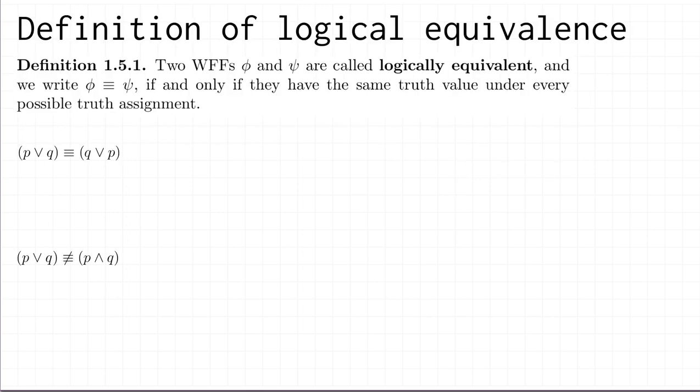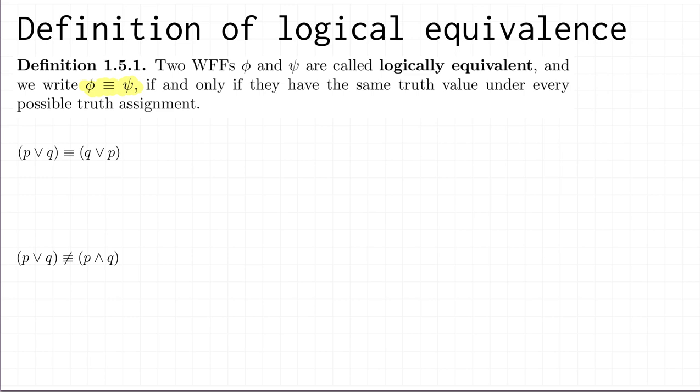So let's move on to the definition of a logical equivalence. The definition here is that two well-formed formulas, phi and psi, are logically equivalent, in which case we use this notation with what looks like an equal sign except 3 lines, if and only if they have the same truth value under every truth assignment.